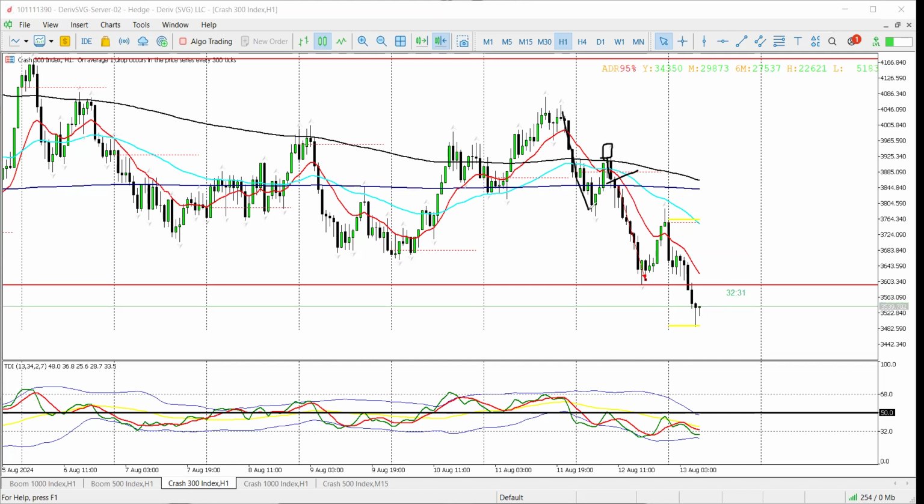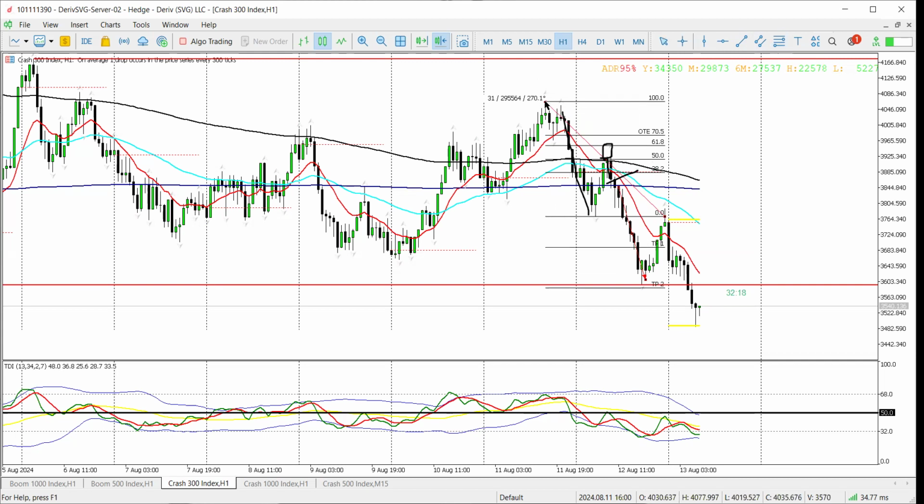I've had an impulsive move here. Let me see, can I not run a fib and see if I cannot get something? So you could have run your fib from this high to this low, number one, price reaction on the 50 level, or you could have run it from the highest high to the 50, still price touched the 50.